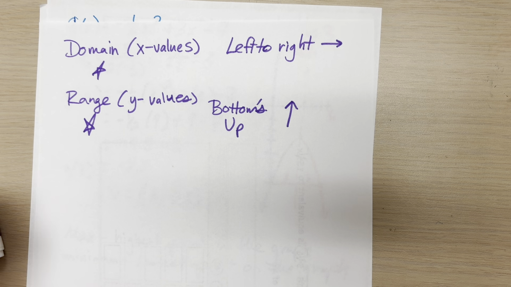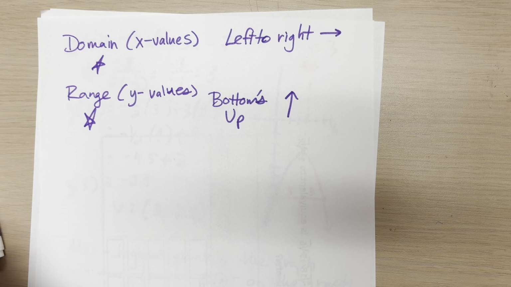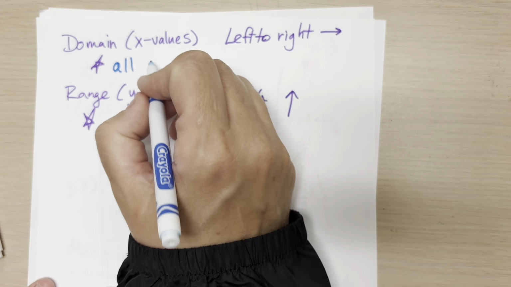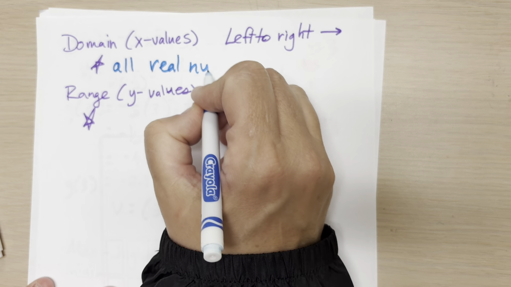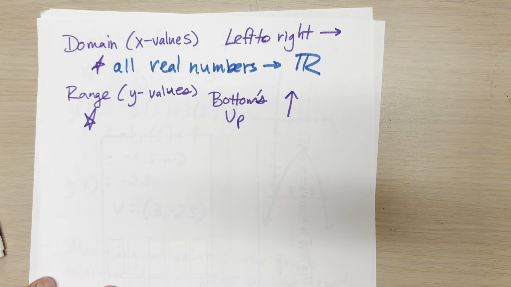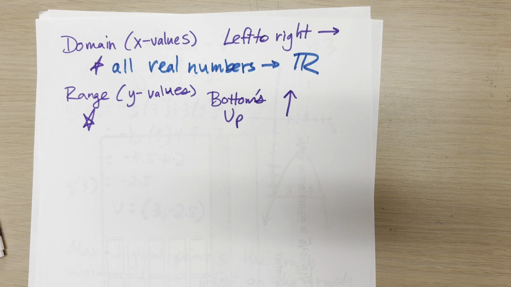The last thing to talk about are domain and range. Remember, domain are the x values of a function. They go left to right. For every quadratic that you will encounter, it will have a domain of all real numbers, which is the same thing as this goofy looking symbol, right? The range will go bottoms up.